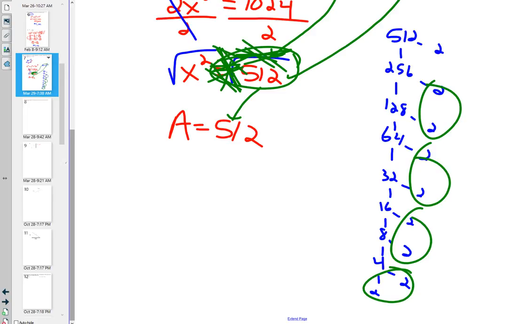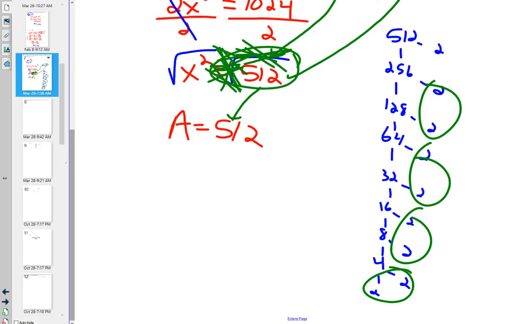How many twos can I bring out? It's a factor tree. I just did a factor tree with 512. It's 9 twos multiplied times each other. 2 times 2 times 2, 9 times gives you 512. So I can pair up 4 pairs of the twos to come outside.